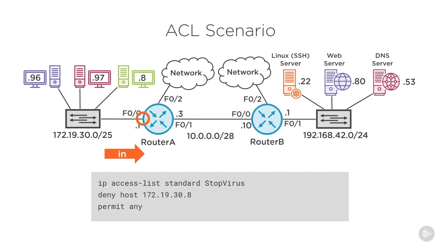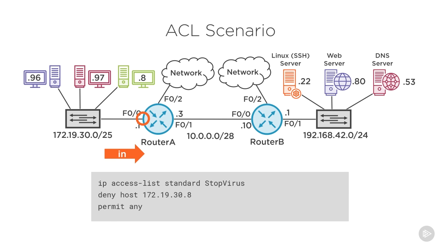Well, if 172.19.30.8 has a virus on it and it's infecting other equipment on our network, and I want to stop that, and I don't have the ability for whatever reason to turn off that PC, I can put this access control list on F00 of router A, and that will instantly stop any traffic coming from that device getting out onto the rest of the network, and it'll still allow the other devices to communicate.